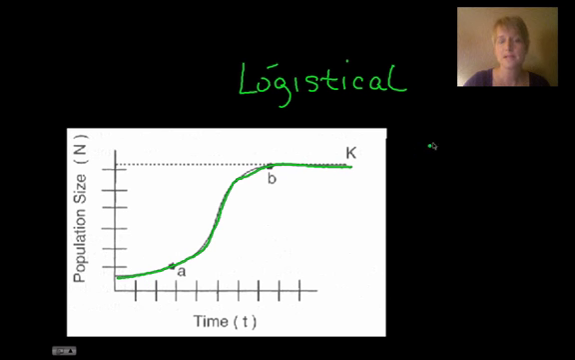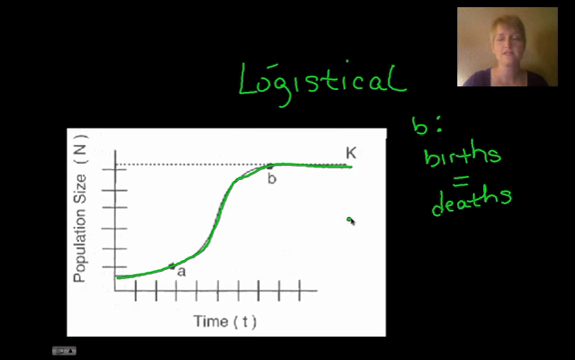At this point B, what's happening there is birth rate equals death rate. So at B, births equal deaths. So you have this evenness, okay? Where it's going up, the birth rate is much higher than the death rate, but once it reaches B, the births equal the deaths, and so that line is going to flatten out and just keep steady. And we call this carrying capacity. So at K, what you have is carrying capacity.